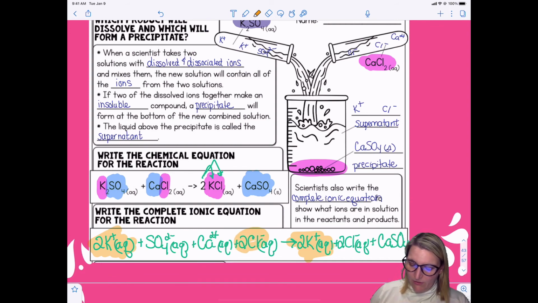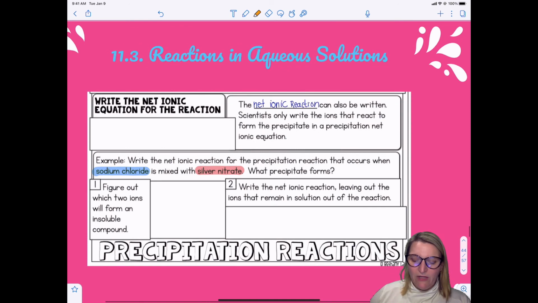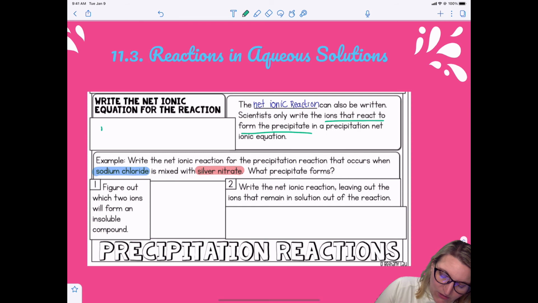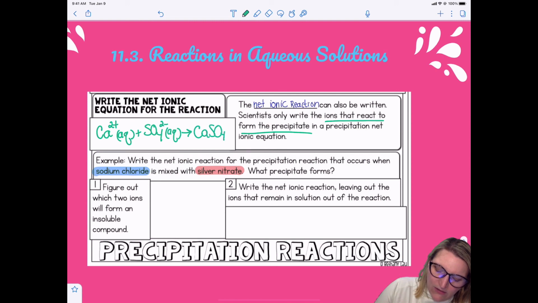Same thing happens with the chlorine, right? The chloride ion in the beginning is just floating around. In the end, it's floating around. So did it really change at all? No, that's another spectator ion. So what we can do is write what we're going to call the net ionic equation. This is where we show the ions that react to form the precipitate. So in this case, we would get to cross off the spectator ions or leave them out, and only write the ions that actually go into making the precipitate. The precipitate was, of course, calcium sulfate.